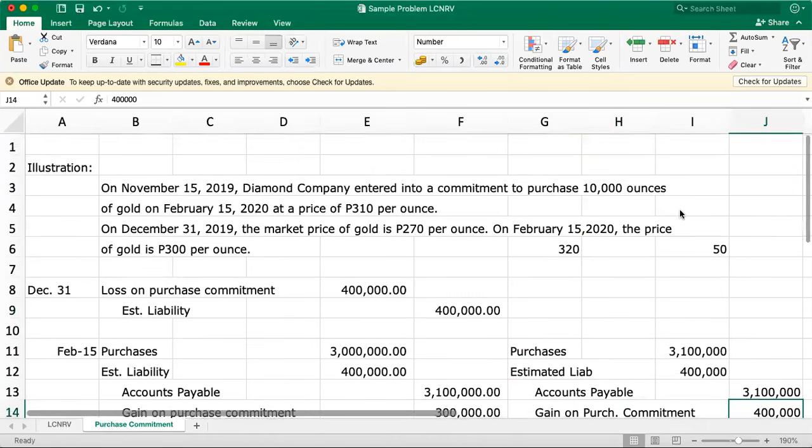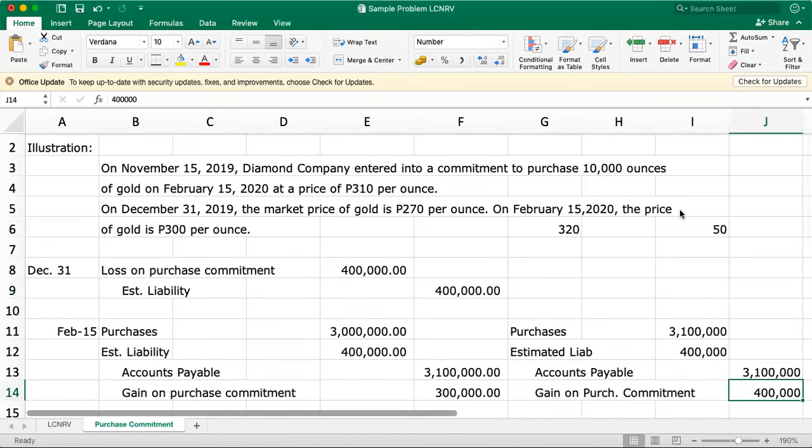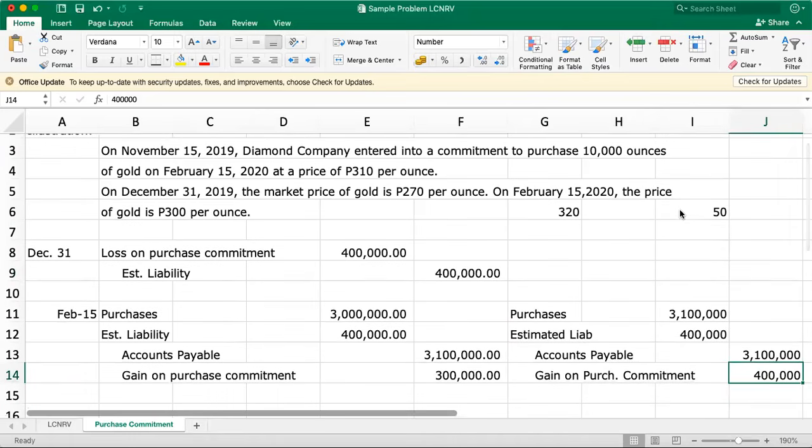Okay, so that's all for this chapter. I hope you've learned something and that you can apply the illustration, or understood the illustration and even the discussion.